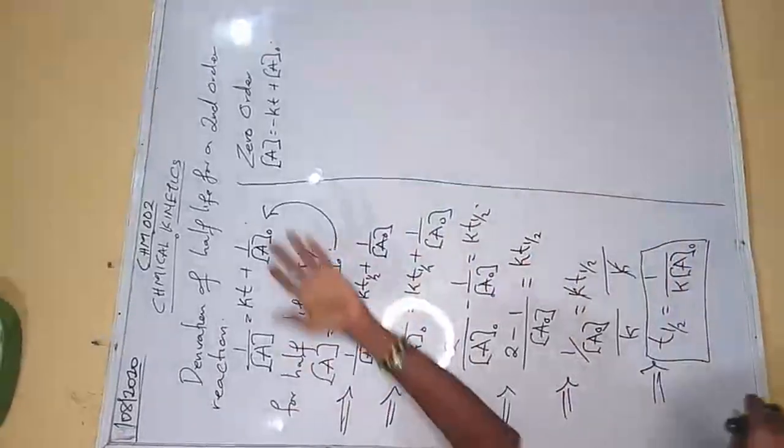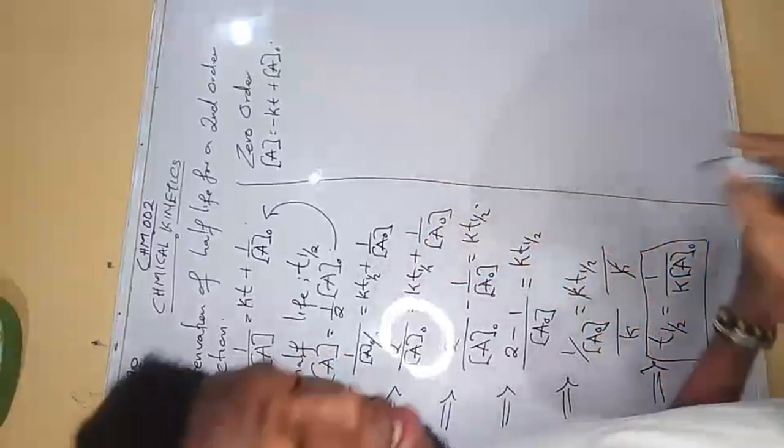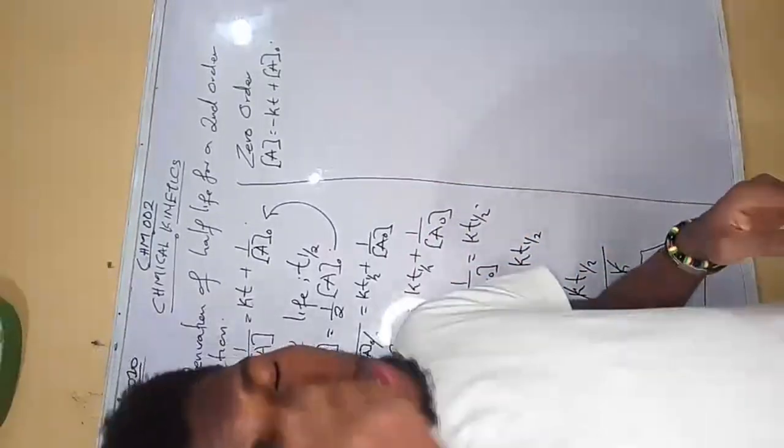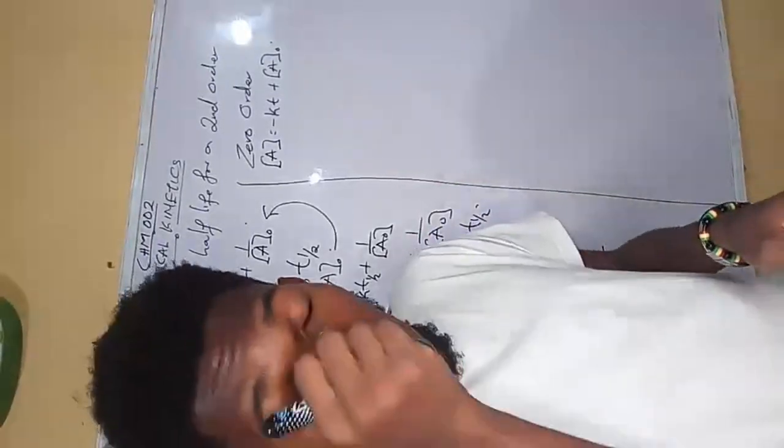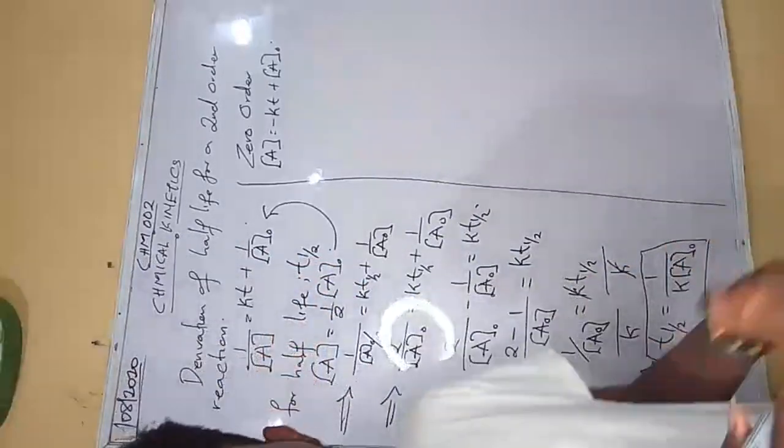I told you to obtain that kind of half-life. These questions come out a lot in the past questions. You check your past questions, you see where they say derive the half-life for a second order reaction, derive the half-life for a zero order reaction or a first order reaction, stuff like that.